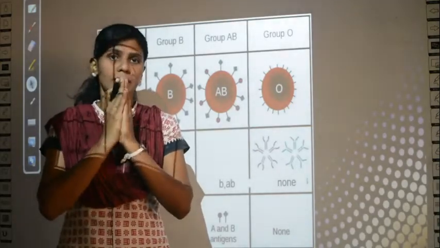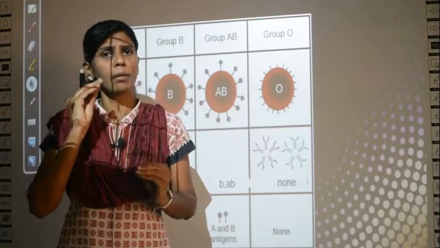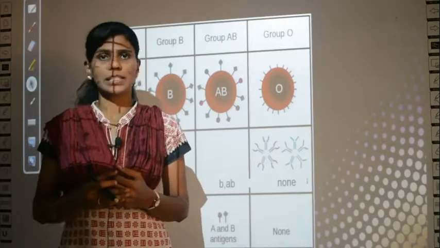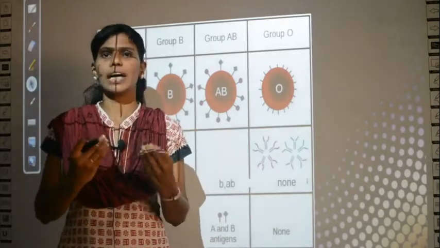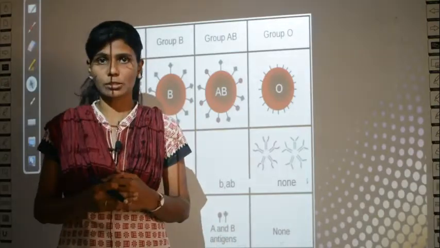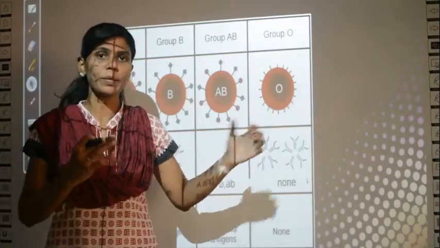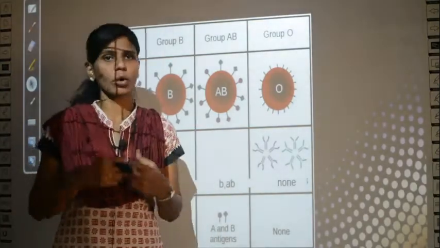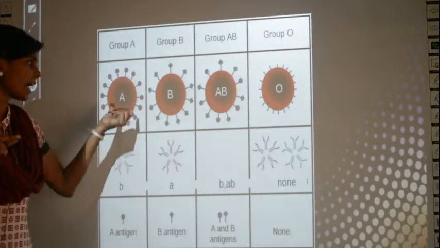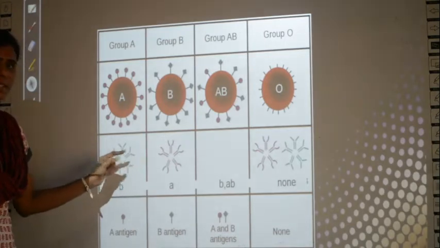In the plasma of every person, there will be something called antibodies. Where are antigens? On the surface of the red blood cells. Where are antibodies? In the plasma. Every human being will have antibodies in the plasma. Just like how the type of antigens varies according to the blood group, the type of antibodies will also vary. Say for example, the plasma of a blood group A person will have a structure like this.